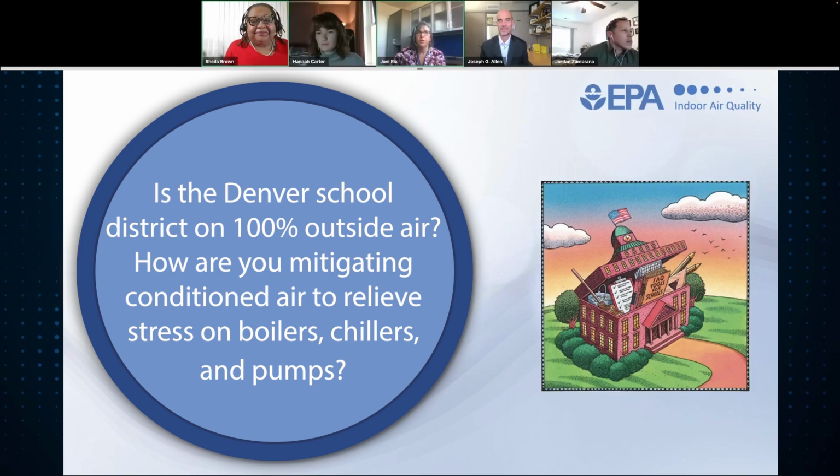Yeah, so I think the first question is, is the district on 100% outside air? And the first question, no. A lot of our rooms, we have univents, so every classroom is a little bit different. And so they're set at maybe 20%. And then there was a question in there about boilers and chillers. Yeah, so let me go over the other part of the question. How are you mitigating conditioned air like heating in the winter without taxing the boilers? And in the summer months, air conditioning to relieve stress on the chillers. So they're talking about winter and summer. How are you handling these things?